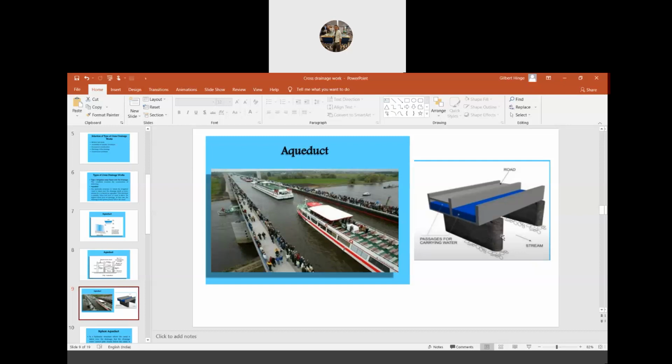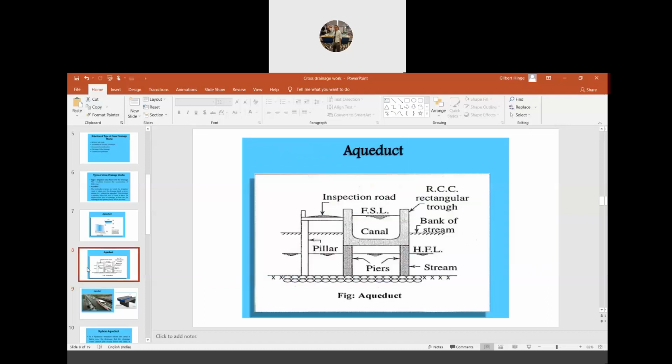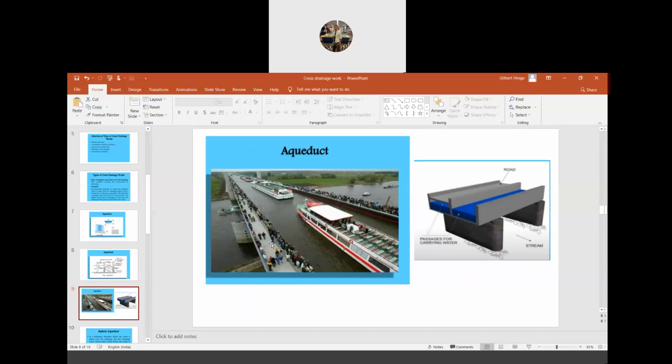You see here, the river is below and the canal is on top. And on top of that, we have this kind of road, an inspection road. You can see road on both sides, whereby we can inspect both the river as well as the canal. So this kind of structure is called an aqueduct. Is it clear to everyone? What is an aqueduct? Is it clear or not?